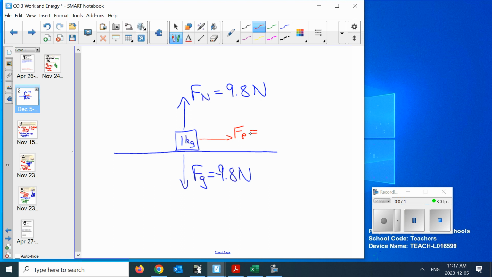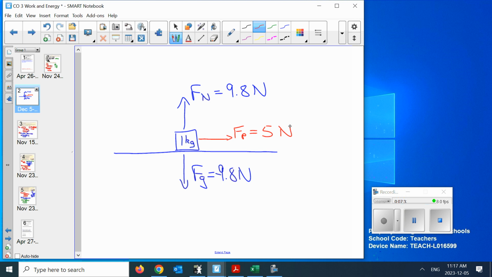With a 5-Newton force over a distance of 2 meters or something like that, there is work being done. If I'm pulling, the displacement is 2 meters, I just say 5 times 2 is 10. Does that make sense?